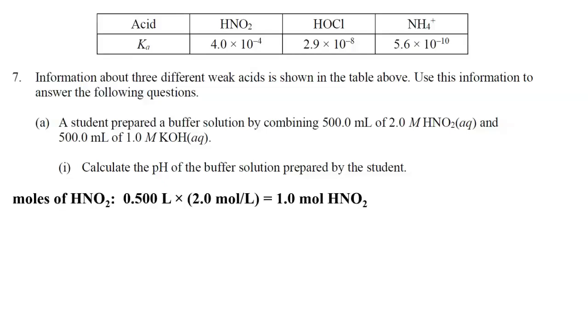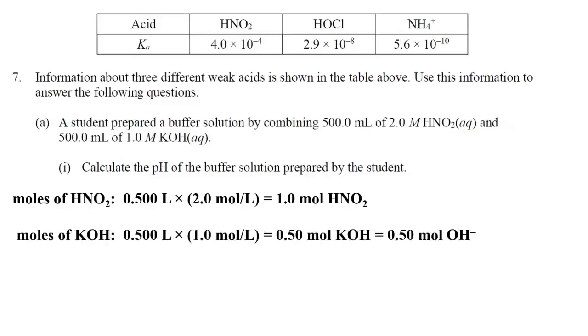That would be 2 moles per liter. 0.5 liters times 2 moles per liter. That tells us that we have 1 mole of nitrous acid. And then we'll do a similar calculation for the potassium hydroxide, the KOH. The number of moles of potassium hydroxide would be half a liter, so 500 divided by 1,000 is 0.5. 0.5 liters times 1 mole per liter. So we have 0.5 moles of potassium hydroxide. And since potassium hydroxide is a strong base, that means that we have 0.5 moles of the hydroxide ion.